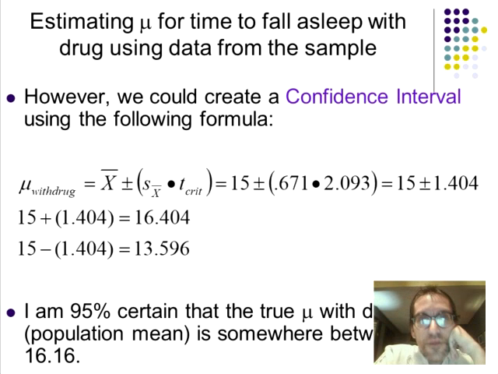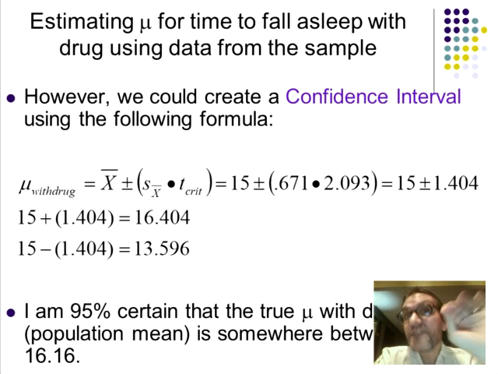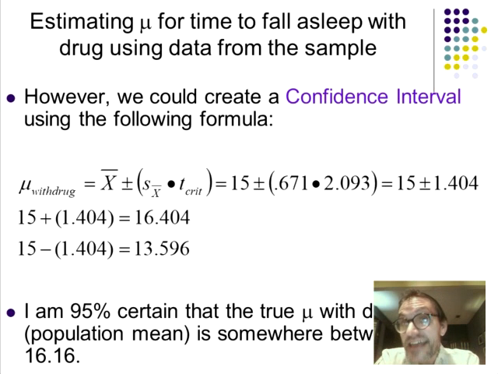So again, the mu with drug, right, in our example, my best guess is 15. My sample mean of 15 is the best guess of the population mean. But what we're going to do, and I'm not going to do a lot of details on it, I want you to get the idea behind it far more than I want you to do the calculations, okay? So what I'm going to do here is take the mean of 15, the standard error and the critical value of t, okay? Where did I get that t crit from?